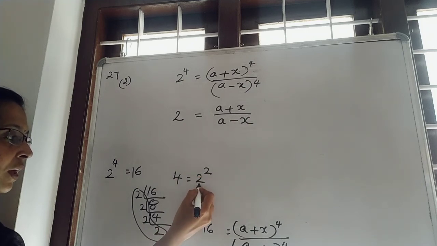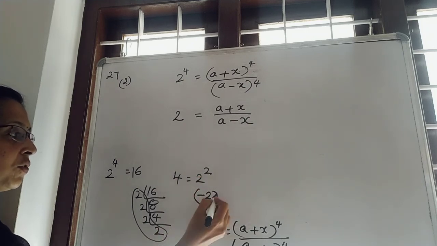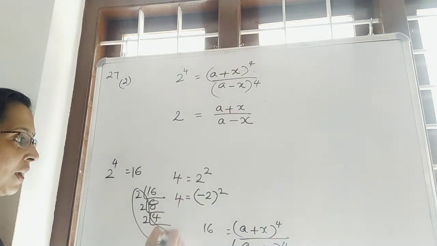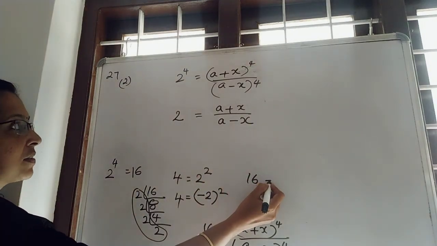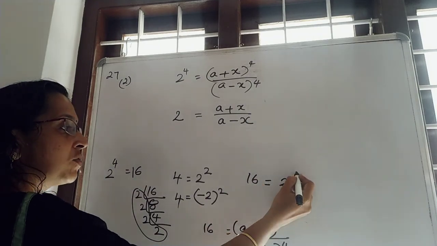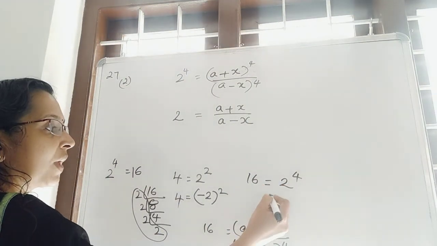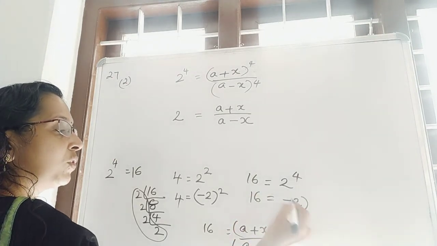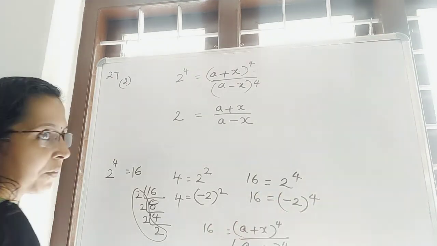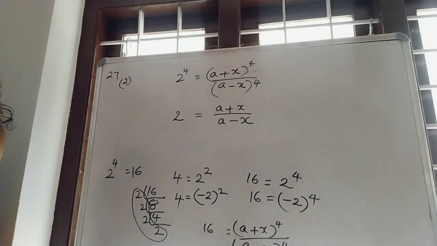Not only 2 square. Which square also? Negative 2 whole square is also 4. Same way 16. How can we write 16? 16 is equal to 2 raised to 4. And also 16 we can write as negative 2 the whole raised to 4, which is also 16, since it is an even number.